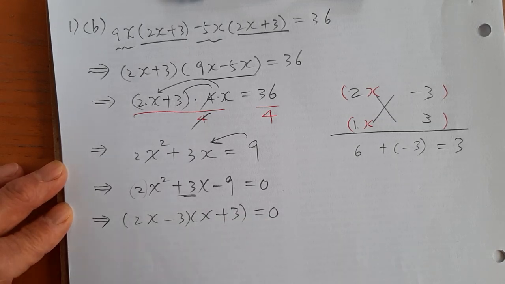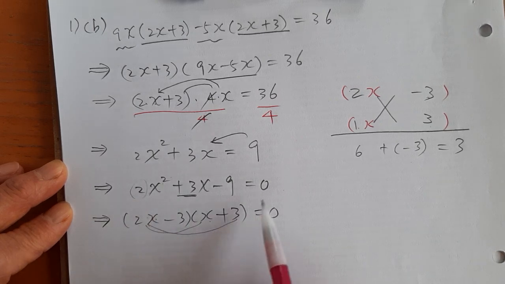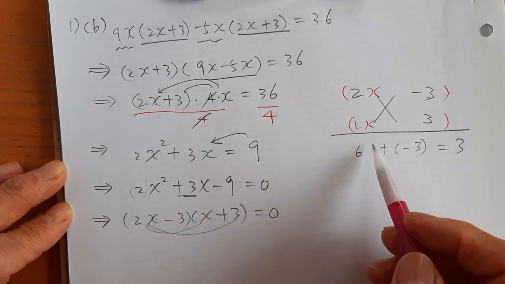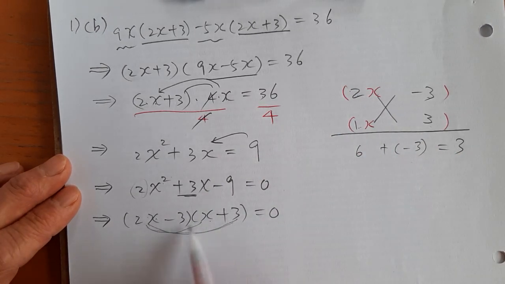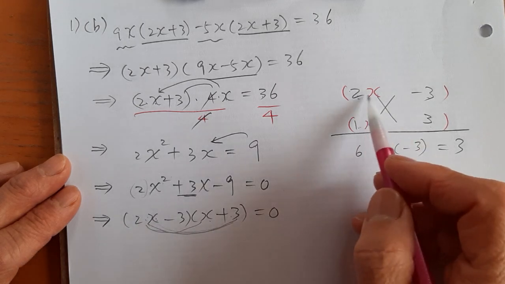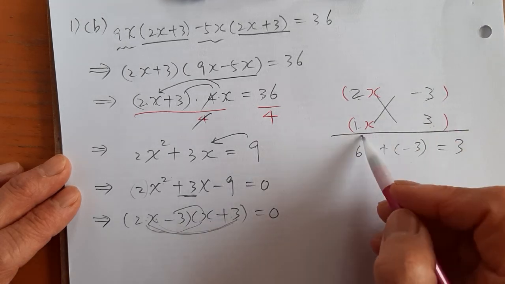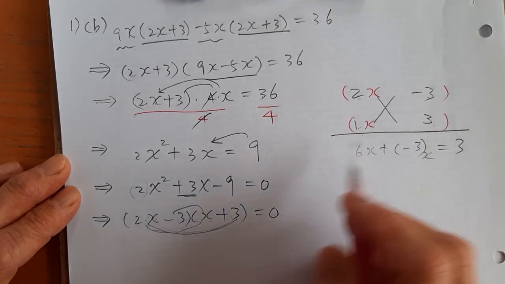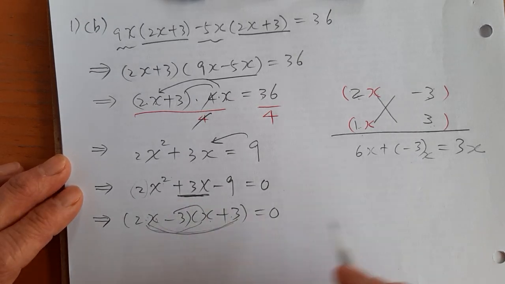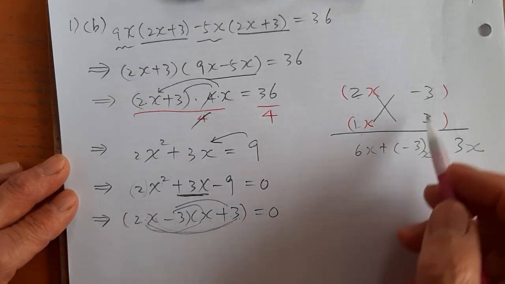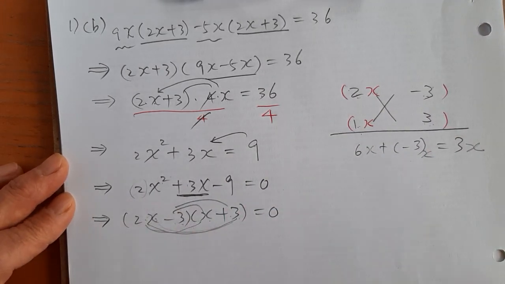You can check it. First term product, 2x times x, is 2x squared. Then outer term product, 2x times 3, is 6x. Inner term product, negative 3 times x, is negative 3x. Add together is 3x, the middle term, 3x. Then last term product, negative 3 times 3, is negative 9. So the two are equivalent.